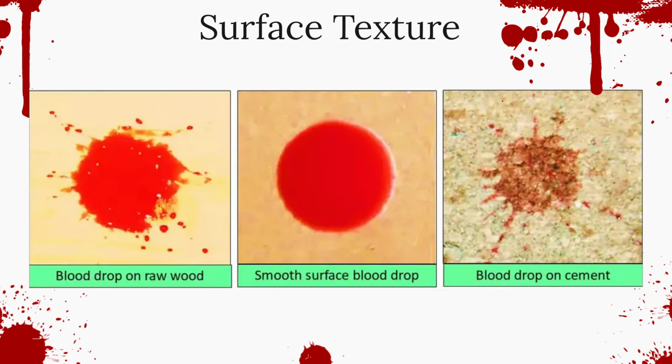Surface texture. When a droplet of blood hits a surface that is hard and smooth, blood usually breaks apart upon impact, causing smaller droplets, which continue to move in the same direction as the original droplet. So, in other words, the harder the surface, the less splatter is produced.